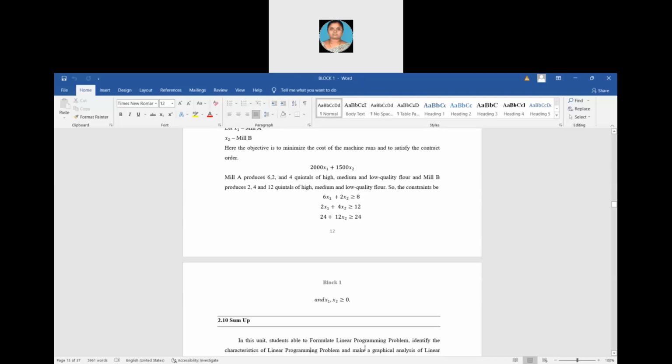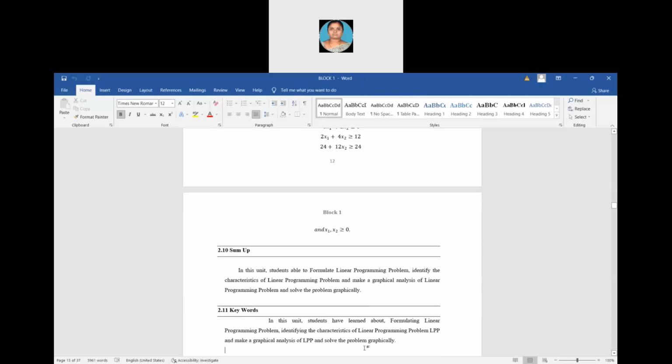And overall, to sum up, in this unit students are able to formulate a linear programming problem. That is, we can formulate a linear programming problem by identifying the characteristics of linear programming problems, make a graphical analysis of the linear programming problem and solve the problem graphically. So we can do everything by making use of this unit.